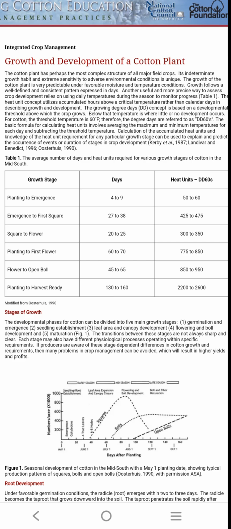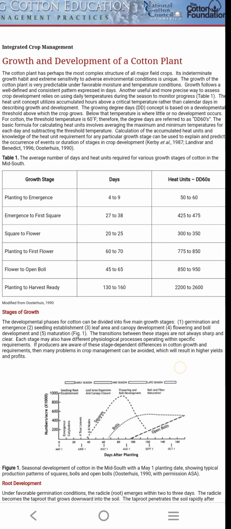The cotton plant has the most complex structure of all major field crops because it has two types of branches, monopodial and sympodial branches. Monopodial is mostly vegetative branches. Sympodial is the reproductive branches where flowers and boll formation takes place.